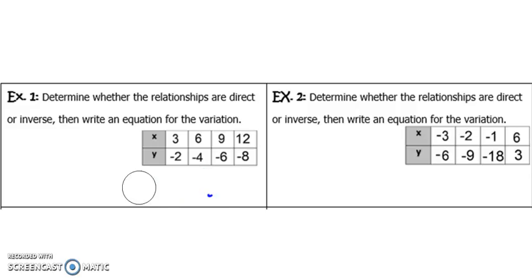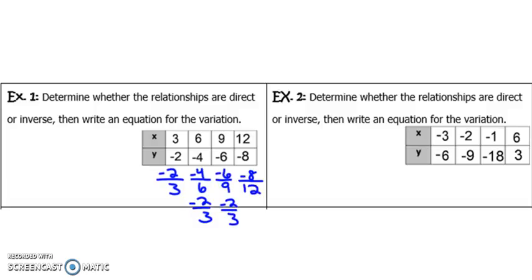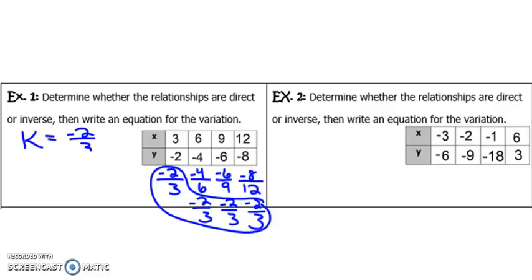So, if I go through and I do the direct variation, y over x gives me negative 2 over 3. Negative 4 over 6 still gives me negative 2 over 3. Negative 6 over 9 still gives me negative 2 over 3. And negative 8 over 12 still gives me negative 2 over 3. All my answers are the same, so that means my k, my constant, is negative 2/3. Since it's a direct variation, my equation is y equals kx. So my equation here is going to be y equals negative 2/3 x.